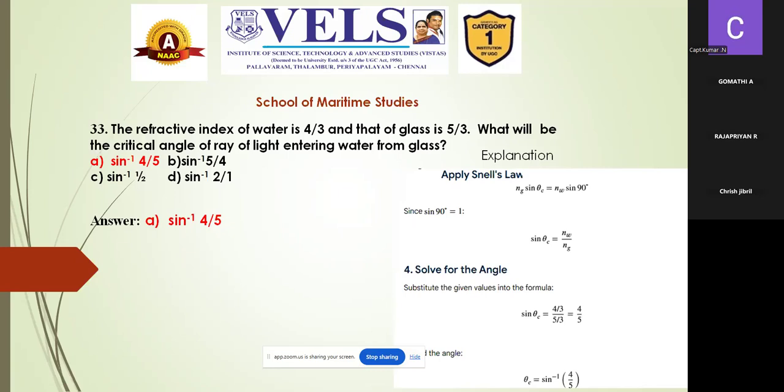Now we are going to substitute these two refractive indexes mu 1 and mu 2 in the above formula. Sin C is equal to mu 1 by mu 2. We got sin C is equal to 4 by 5. So theta is equal to sine inverse of 4 by 5. So the answer is sine inverse of 4 by 5, option A.